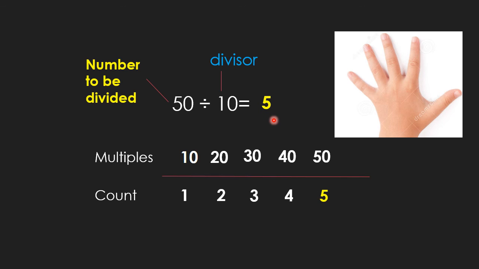Now let's use your fingers. Raise your first finger, 10. Second finger, 20. Third finger is 30. Fourth finger is 40. And your fifth finger is 50. How many fingers did you raise? You have raised 5 fingers. So therefore, 1, 2, 3, 4, 5. 50 divided by 10 is equal to 5.